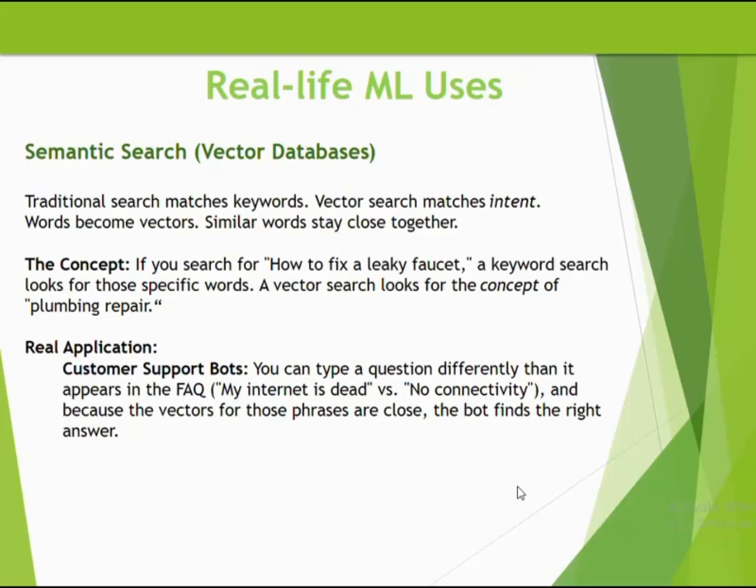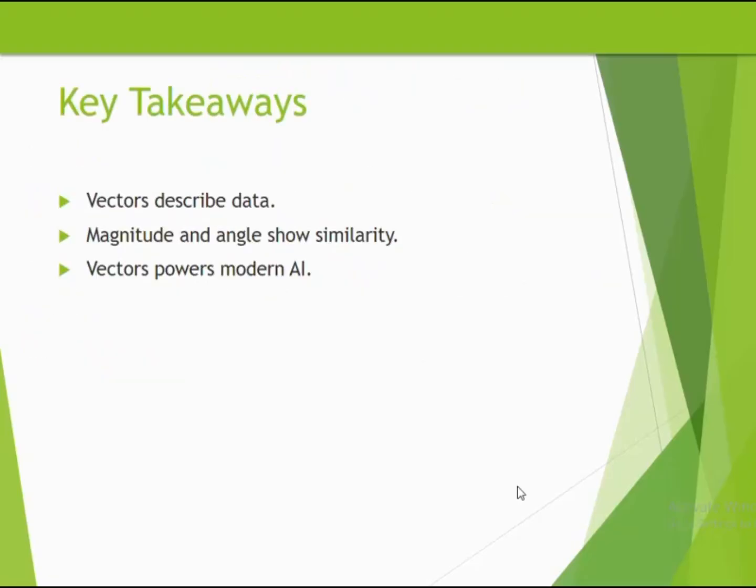And where exactly is this applicable? Customer support bots, right? We can type a question differently than it appears in the FAQ. For example, my internet is dead versus no connectivity. Because the vectors for both the phrases are close, the bot will find the right answer. That is the last use case. Now coming to the key takeaways, right?